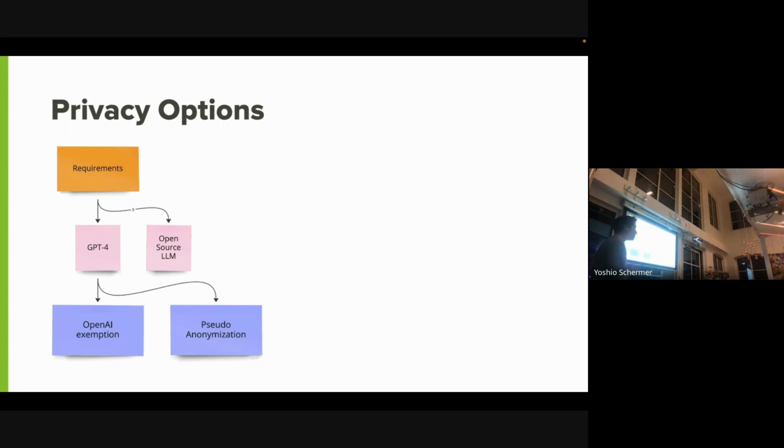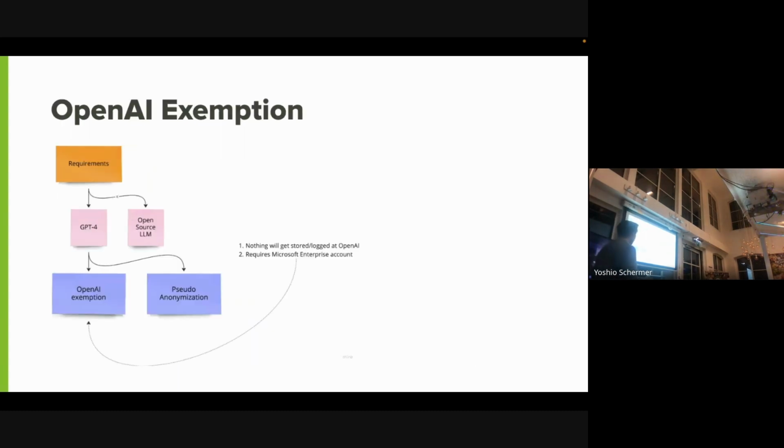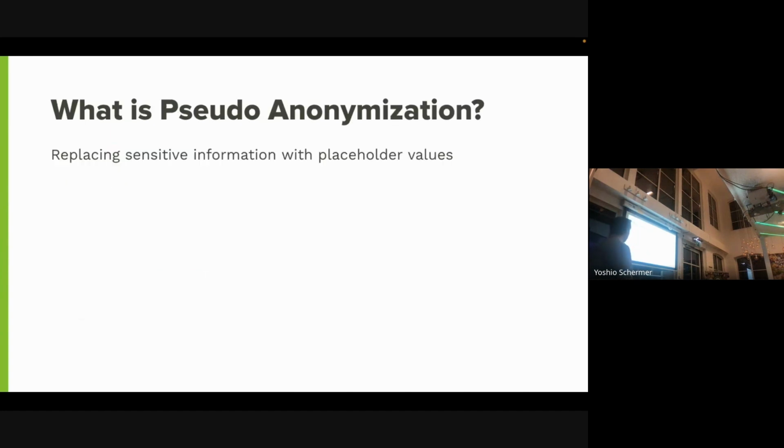And that is, usually they have some kind of exemption. In the case of OpenAI, they do. The only way, however, you can get that exemption, an exemption here means essentially nothing of your data gets stored. So ChatGPT gives you back the response, but nothing is logged, nothing is stored. Great, but you need to be a Microsoft Enterprise client, and well, that's a pretty big license to pay for. So I can imagine that not everyone has that. So the other option that you then have is actually pseudo-anonymization, which essentially is you have your data and there is sensitive information in it, and you replace those with placeholder values.